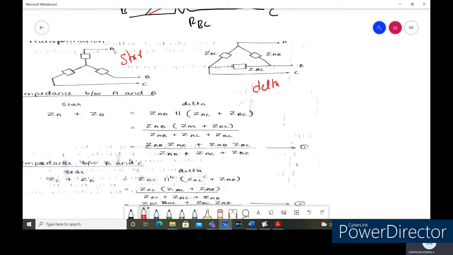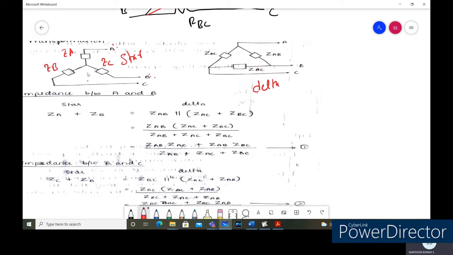When finding the equivalent resistance between terminals A and B, this impedance is called ZA, this is ZB, and this is ZC. I'm assuming them in terms of ZA, ZB, ZC so that they may be resistances or capacitive or inductive reactances. When finding the equivalent impedance between any two nodes, between node A and B, we assume that node C is open. This concept is applicable in the star and the delta network as well. Now let us find the impedance between node A and B, assuming that node C is open circuited here.